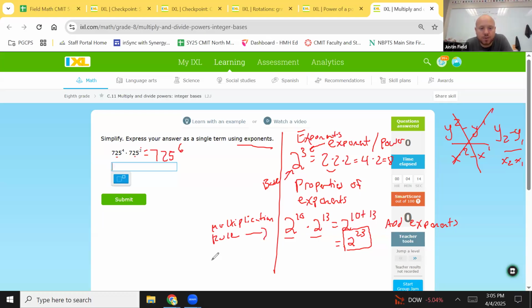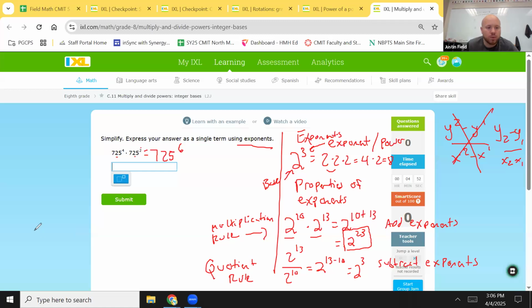Then we have the quotient rule. What do you do for the quotient rule? Let's put the bigger base on top. In our first example, 2 to the 13th divided by 2 to the 10th. In this one, we're going to subtract the exponents. 2 to the 13 minus 10 is 2 to the third. Okay, so in this one, we would subtract exponents.